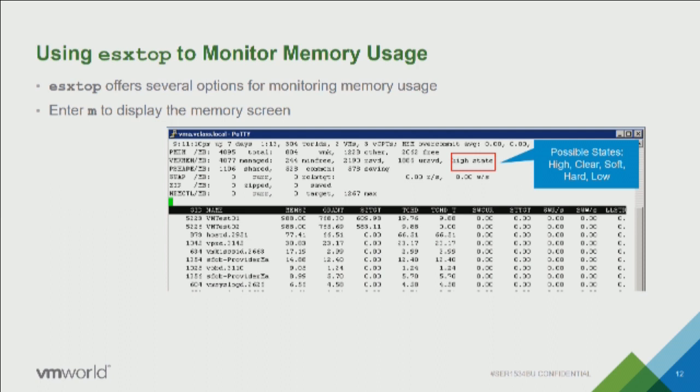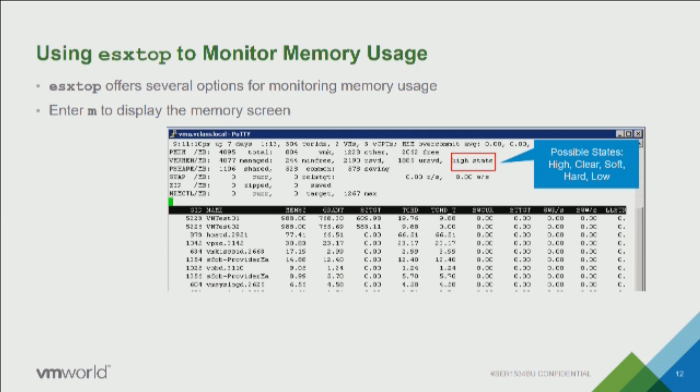If your host happens to not be in a high state, it means that it doesn't have enough memory. The alternative states that your host could experience are clear, soft, low, and hard. Okay, we'll talk about what each one of those means. And we'll talk about the threshold of memory consumption on your host when the ESXi host will shift into one of those undesirable states. If your host is in one of those states, ideally, you'd like to vMotion your virtual machines off of that host.